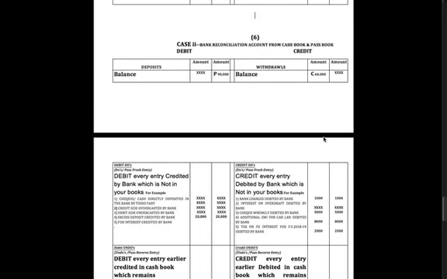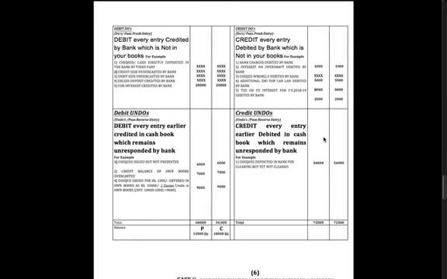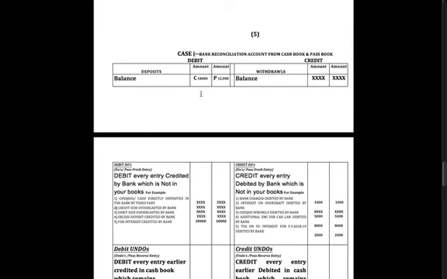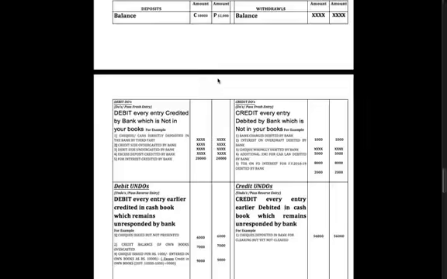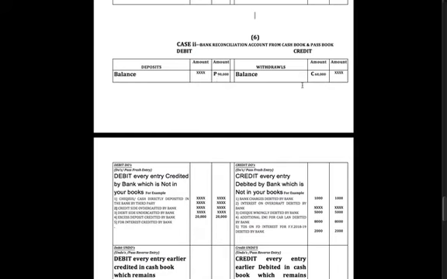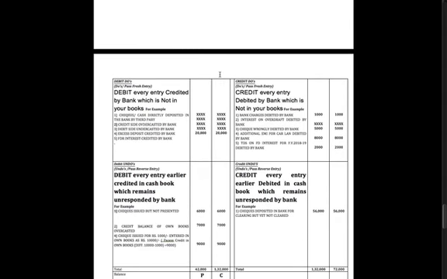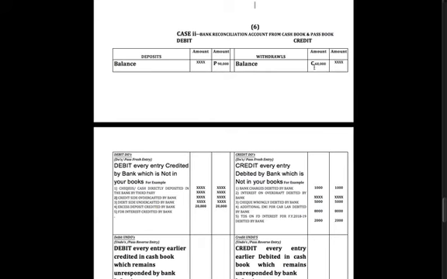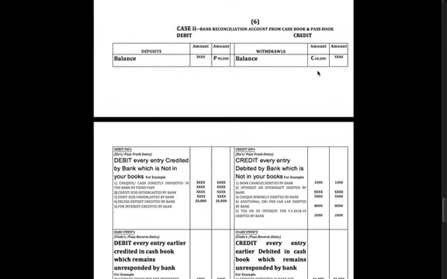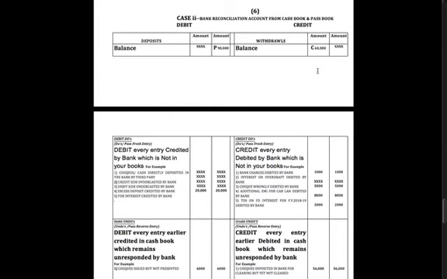In all the 4 cases, you can find that in this case, the opening balance is from cash book, in the debit balance, this is a debit balance from passbook. Now case number 2, there is a credit balance from cash book and debit balance from passbook, but still all the items remain the same.